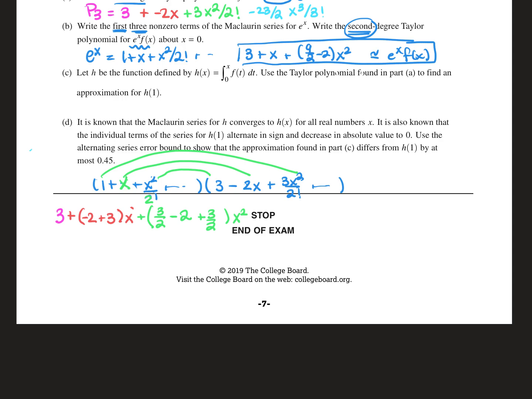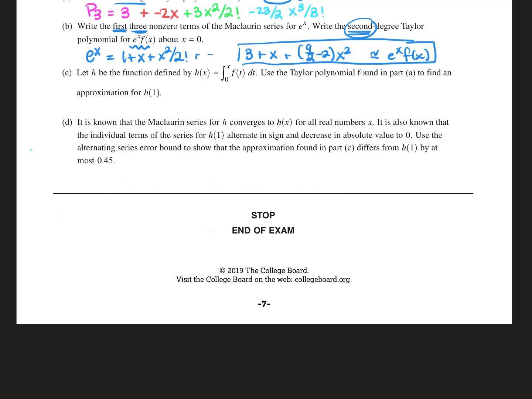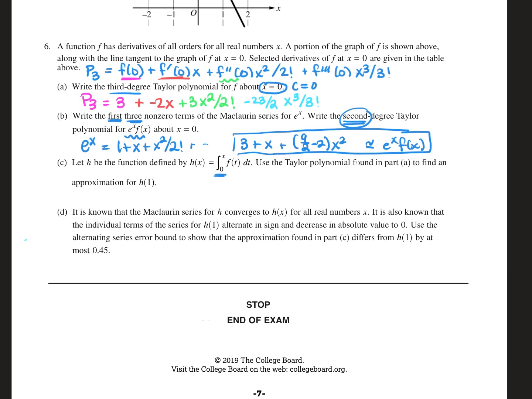So part C: let h be a function defined by that integral. Use the Taylor polynomial found in part A to approximate h of 1. So the first thing we're going to need to do is integrate the polynomial found in part A. So part A, we had that polynomial. So all we're going to do is integrate that polynomial term by term.